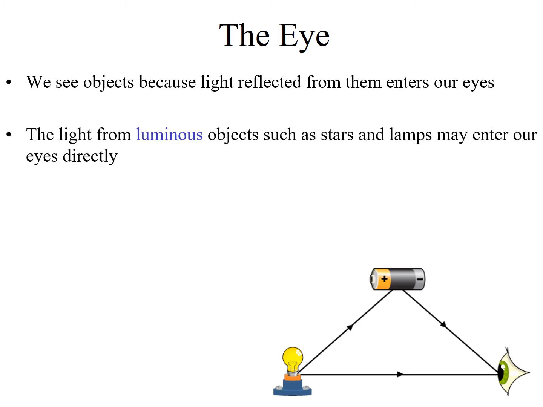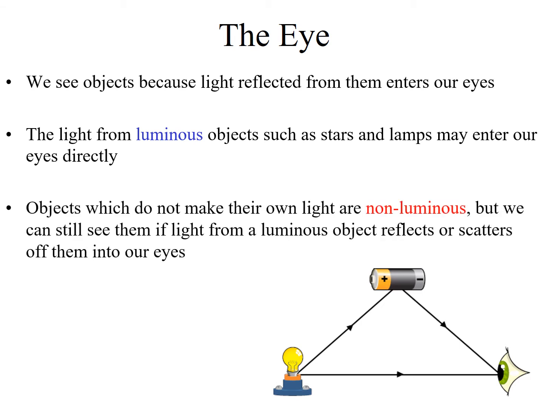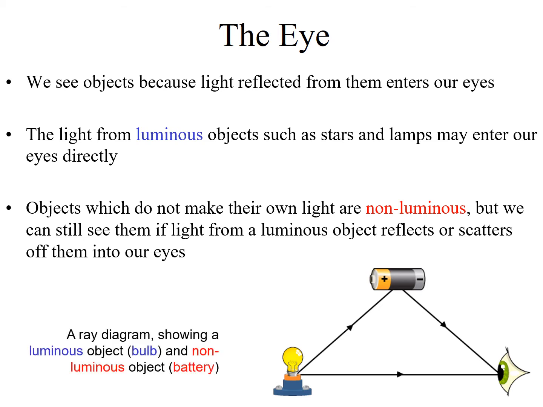So the light from the luminous object, such as stars or lamps, may enter our eyes directly, or objects that don't make their own light are called non-luminous, which we learnt last lesson. But we can still see them because if light from a luminous object reflects or scatters off them, it then enters our eye. So that's the diagram showing a luminous object, the bulb, and a non-luminous object, the battery, and why we can see both of them.